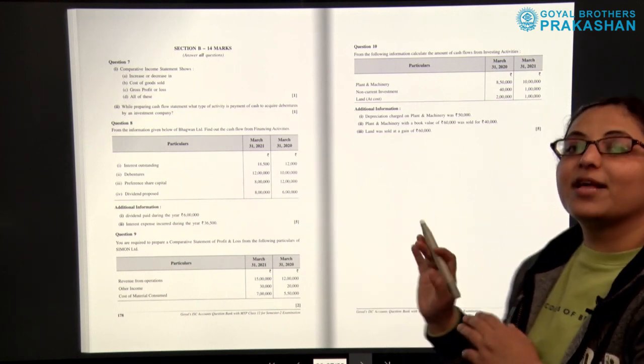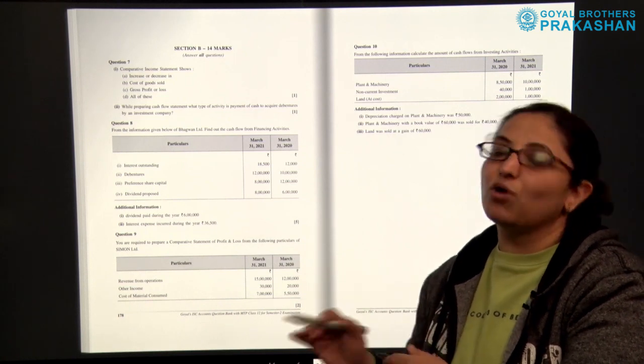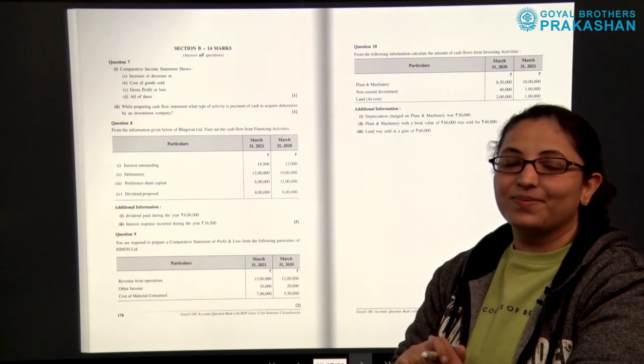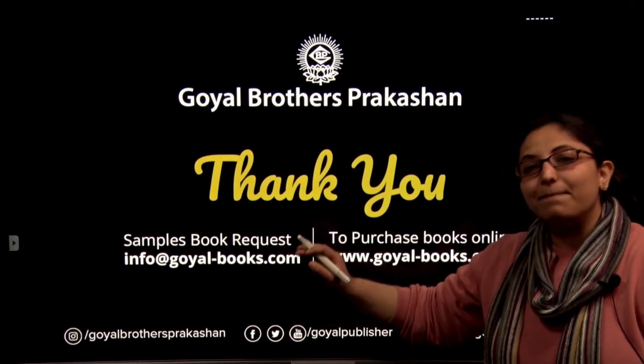So this is how the complete book has been designed. There are 5 model test papers, and answers to the model test papers are provided at the end of the book.